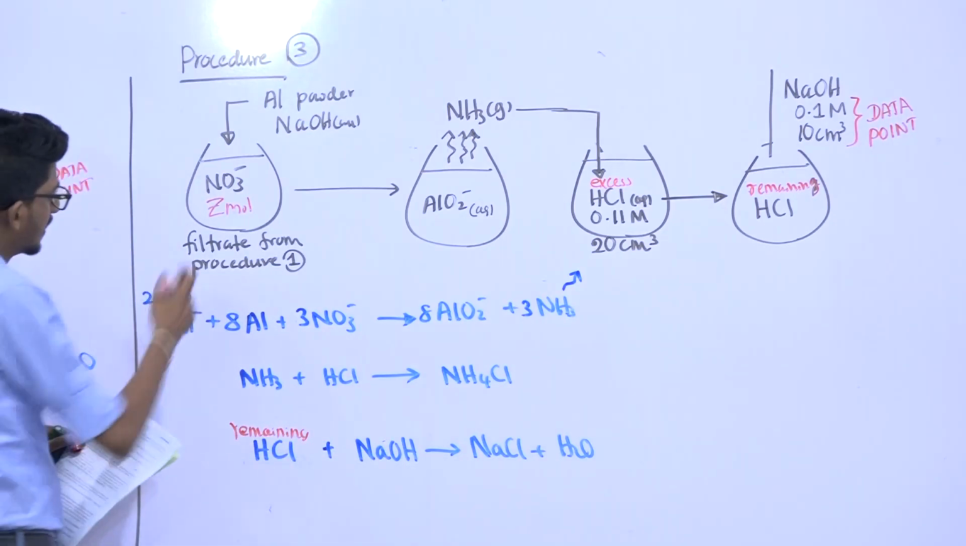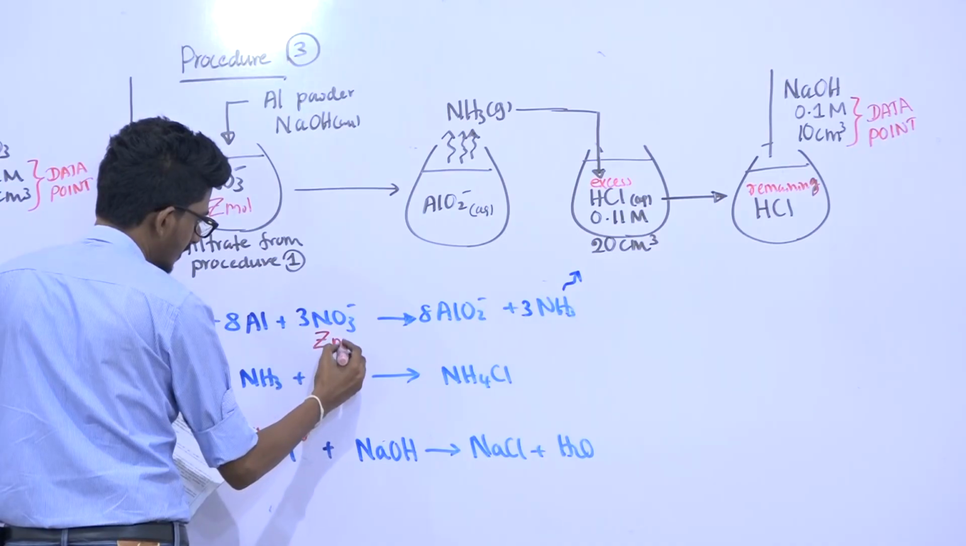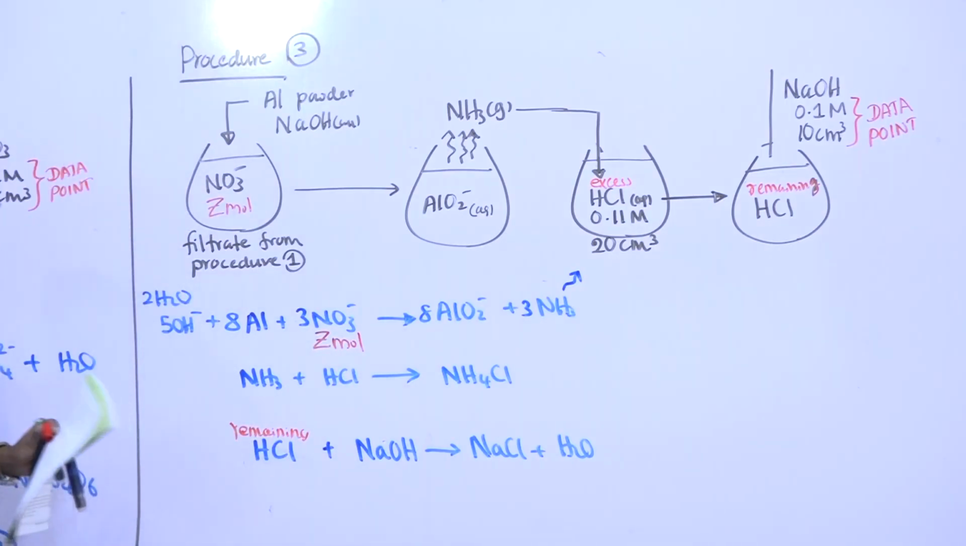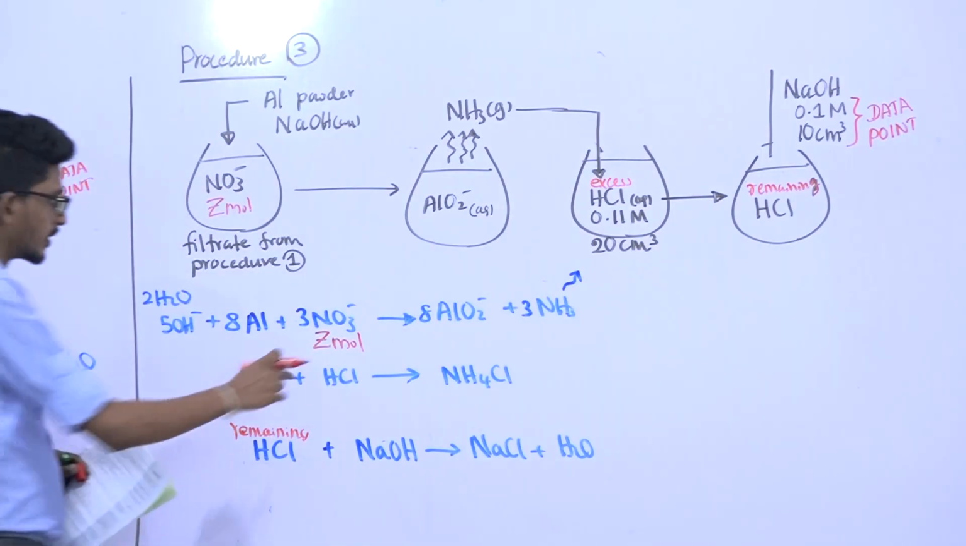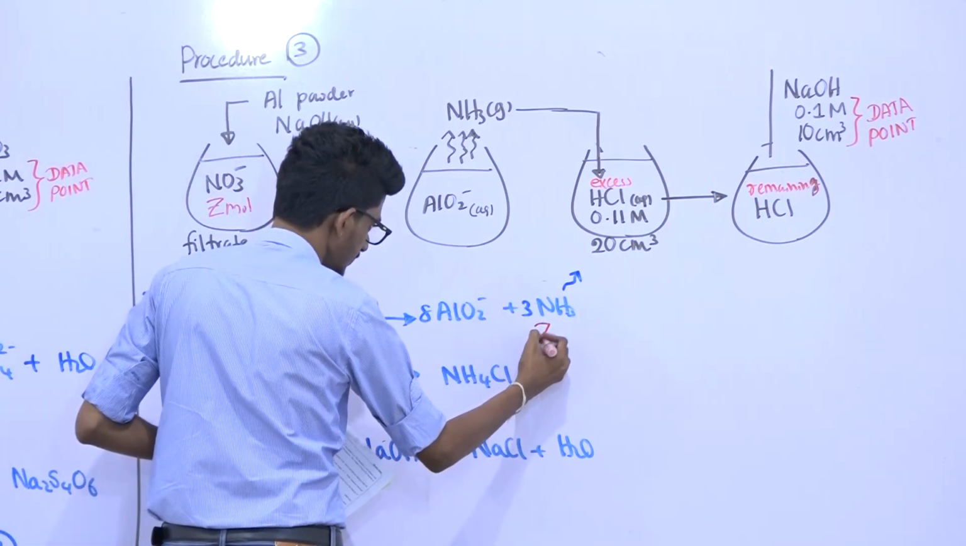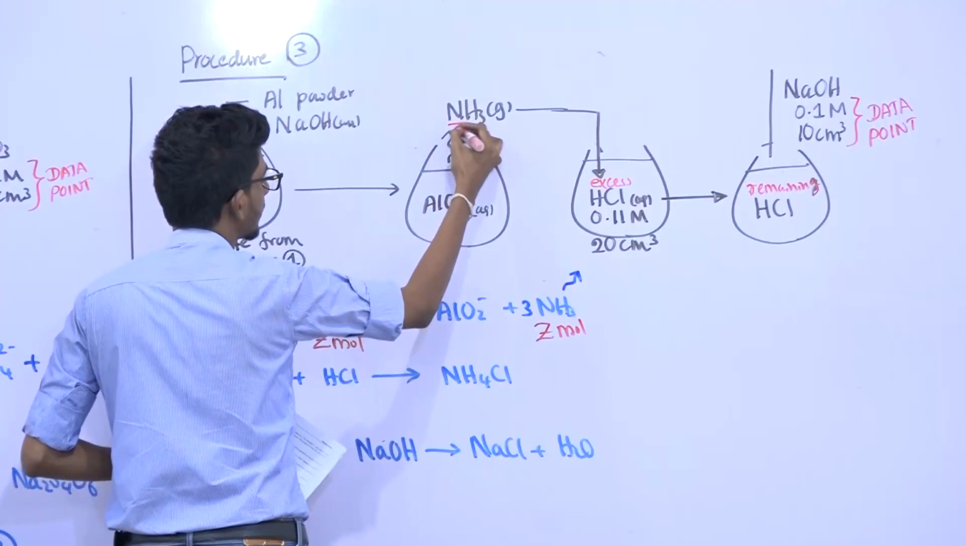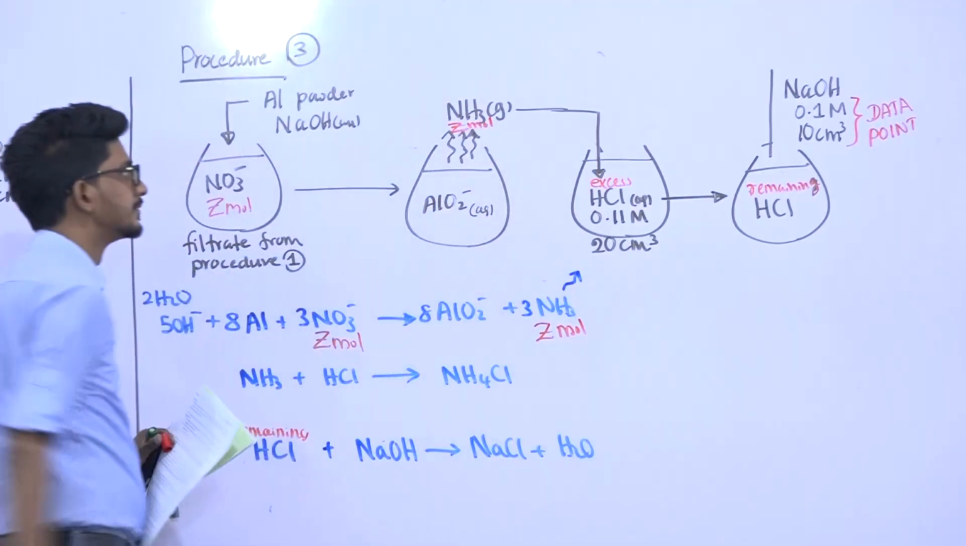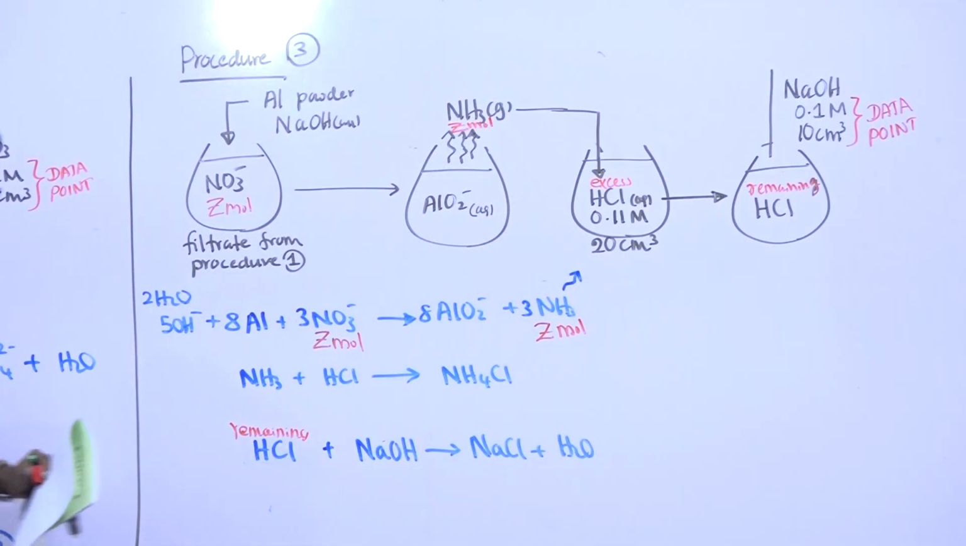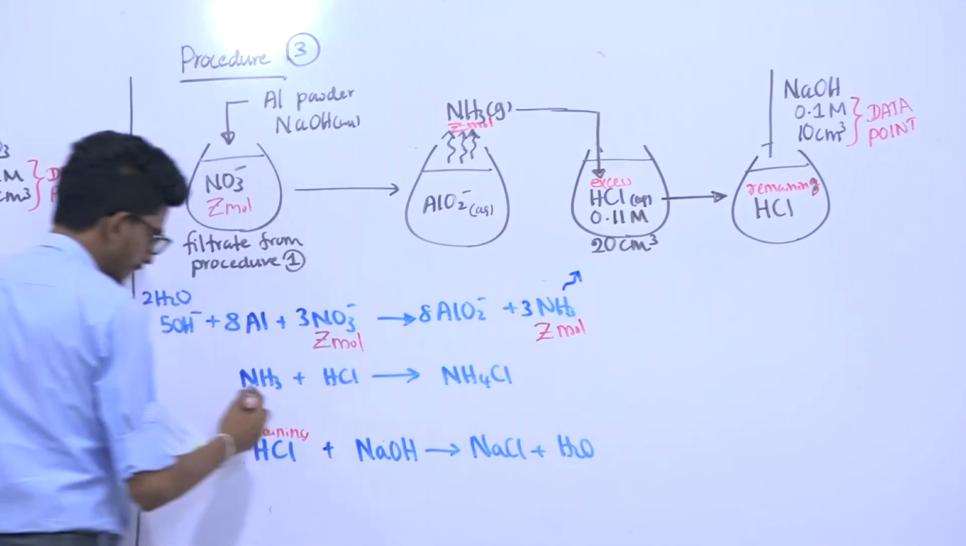So Z appears with NO3 minus. That links to NH3. That is going to be Z moles as well. That is Z moles. Z moles links to here.